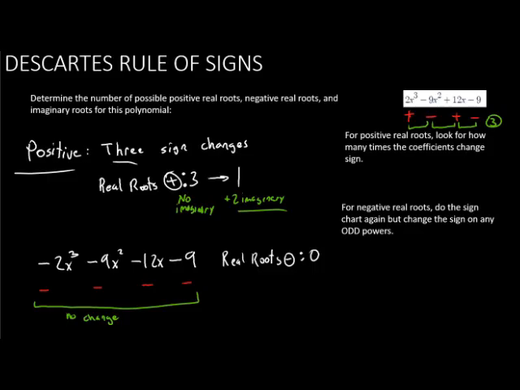Our root configuration has only 2 possibilities. We'll call this possibility A and B. We could have 3 real roots with no negative and no imaginary. Or we could have 1 real root, still with no negative, and 2 imaginary. Those will be our possibilities. We'll have to do a little bit more work to figure out which one we have, but we'll handle that in future videos.